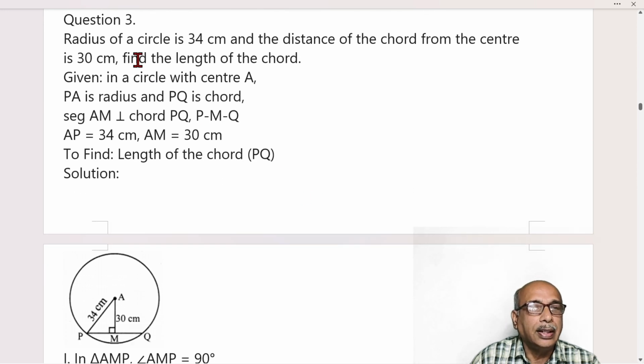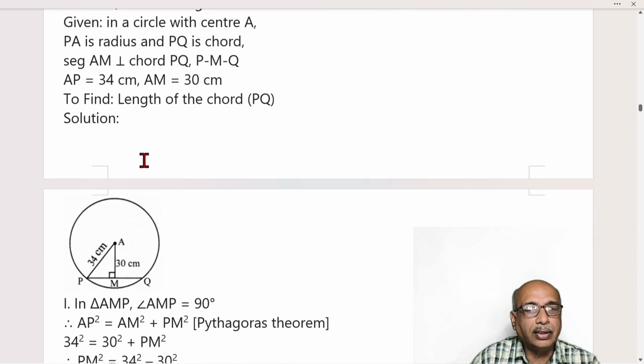Question 3. Radius of a circle is 34 cm and the distance of the chord from the center is 30 cm. Find the length of the chord. Given: in a circle with center A, PA is the radius and PQ is the chord. Segment AM is perpendicular to chord PQ such that P-M-Q. AP equals 34 cm, AM equals 30 cm. To find the length of the chord PQ.